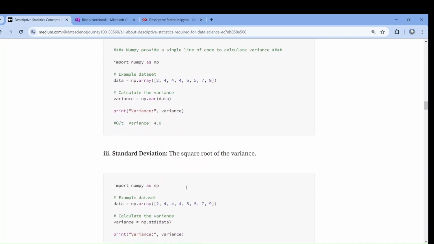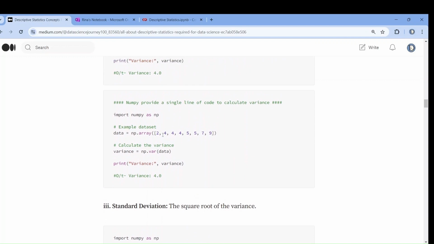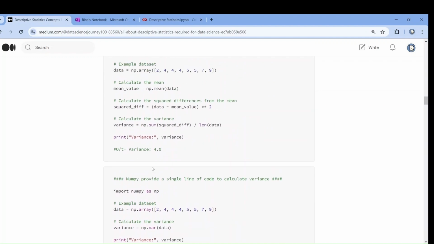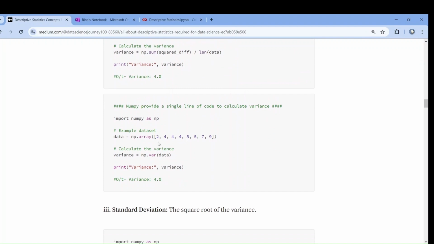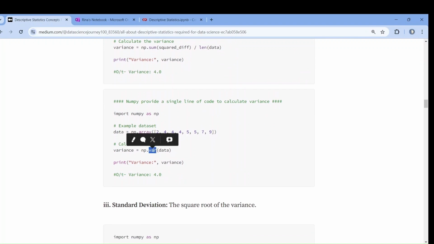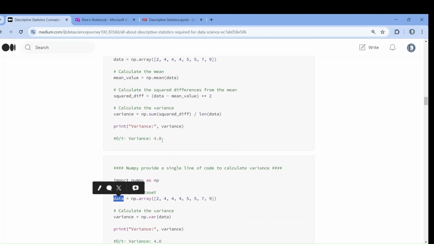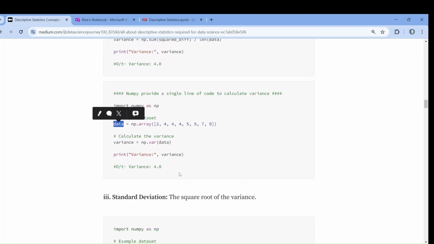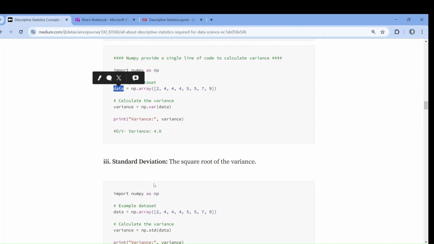Now next one is standard deviation. Okay, before that let me tell you one thing: we don't need to write this much code. We can simply use the var function that is already in the NumPy library. All you have to do is import the NumPy library and apply the var function on this dataset. Then you can get the variance. So all this coding can be done in a single line. Fine.